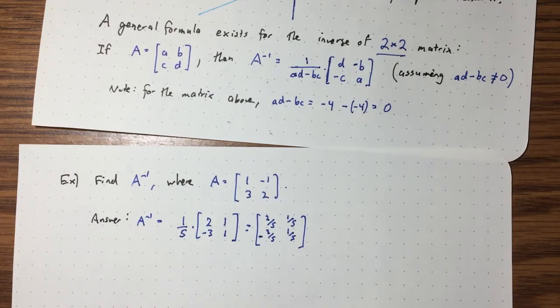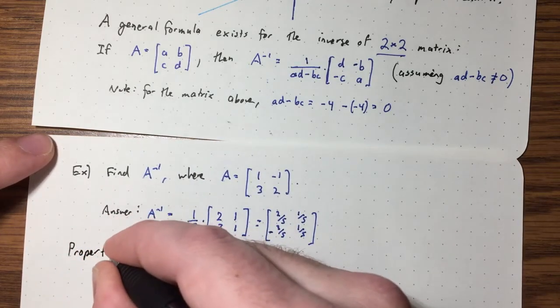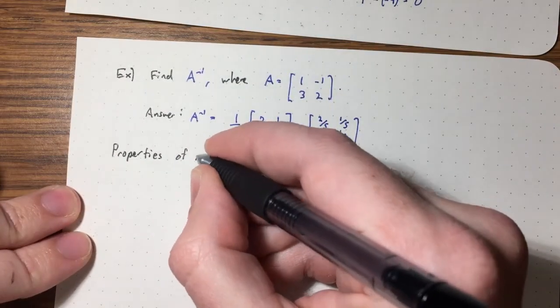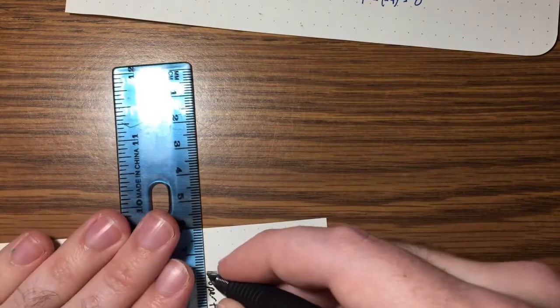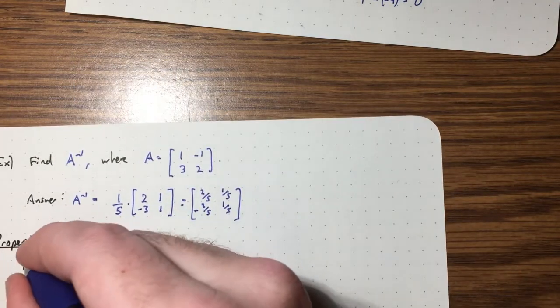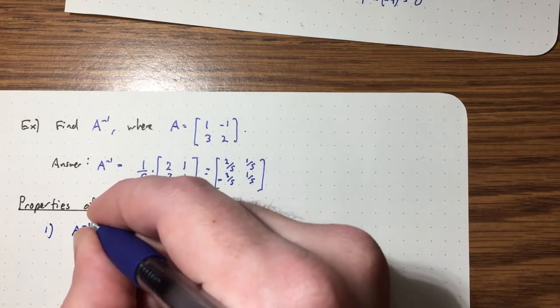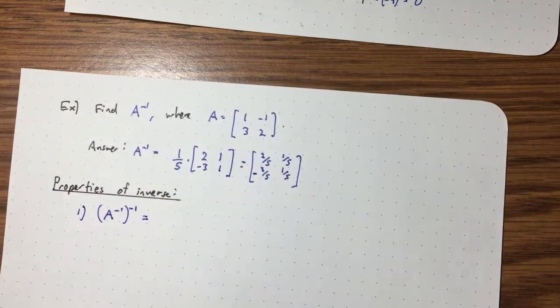Okay, let's talk about some properties of the inverse before we get to go too crazy with this. So properties of the inverse. Again, we can only take the inverse for square matrices: 2 by 2, 3 by 3, 4 by 4, etc. Let's try to make the first property something easy. What happens if we take the inverse of a matrix and then the inverse of that? Maybe that's not so easy to think about.